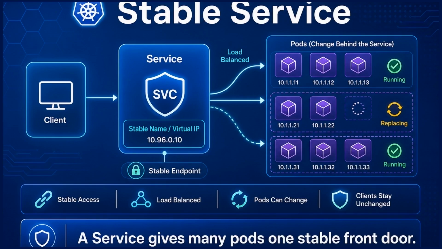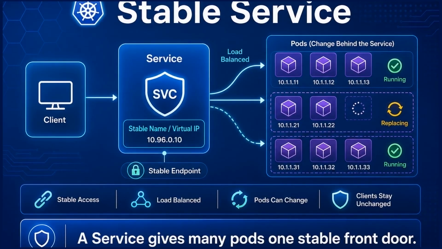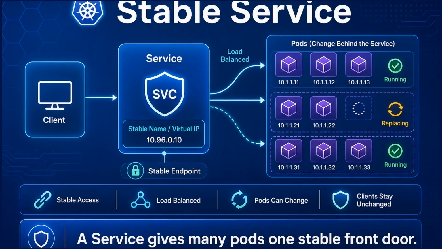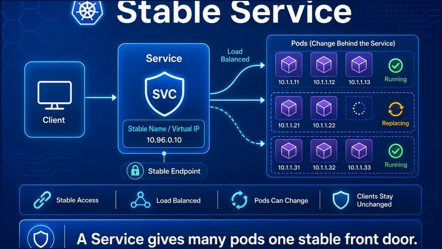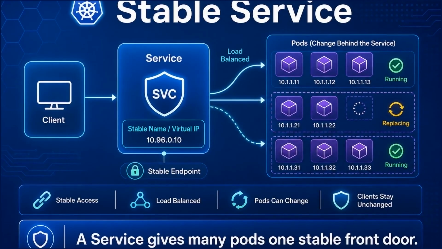What is a service for? It is for exposing a set of matching pods behind one consistent network identity. Why do teams use it? Because other parts of the cluster need a stable way to reach the app without caring which pod instance is currently alive.